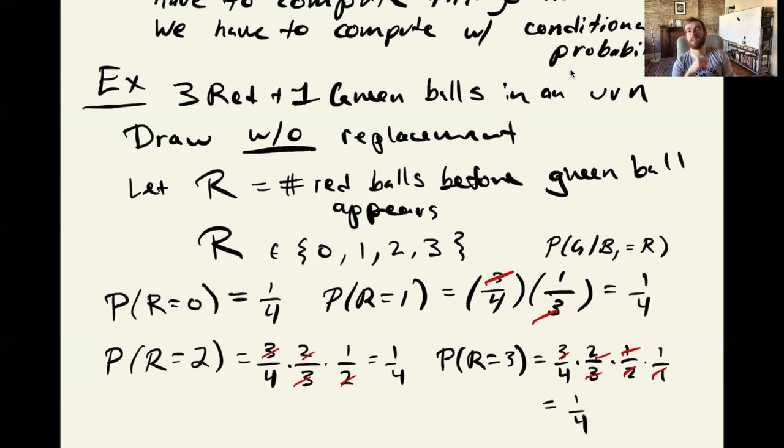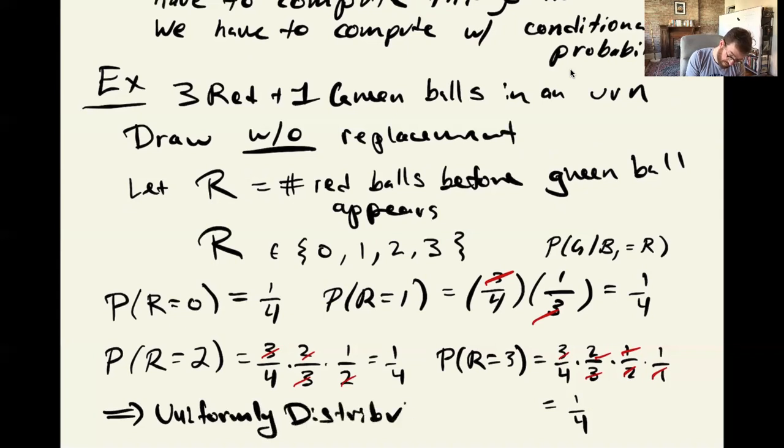So weirdly enough, when we drew balls without replacement and we asked what's the number of red balls before I get my green ball, this ends up being uniformly distributed. And in some sense it has almost a feeling of what's the number of cards you need to draw until you get your first ace, assuming you're drawing without replacement. It ends up being very similar to that question of, what's the probability that my second or third card is an ace?